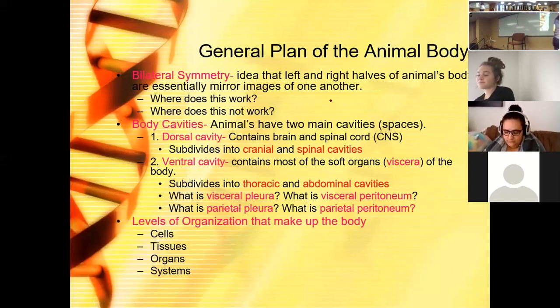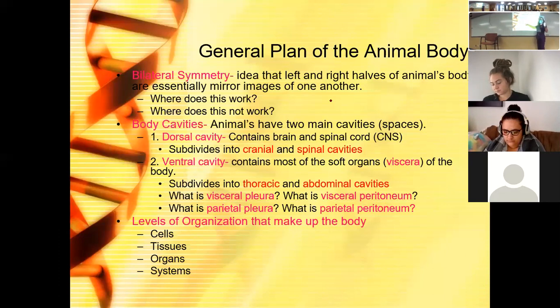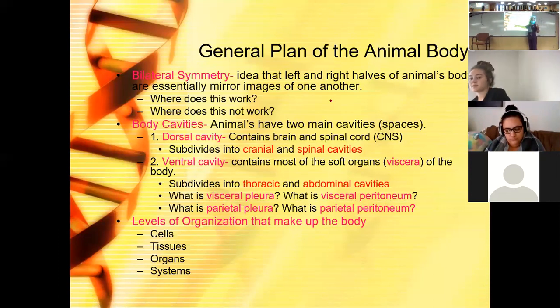All right, so our visceral pleura: visceral, organ, pleura, chest. Visceral, we know organ, peritoneum, abdomen. Parietal, cavity, pleura, chest. Parietal, cavity, peritoneum, abdomen.